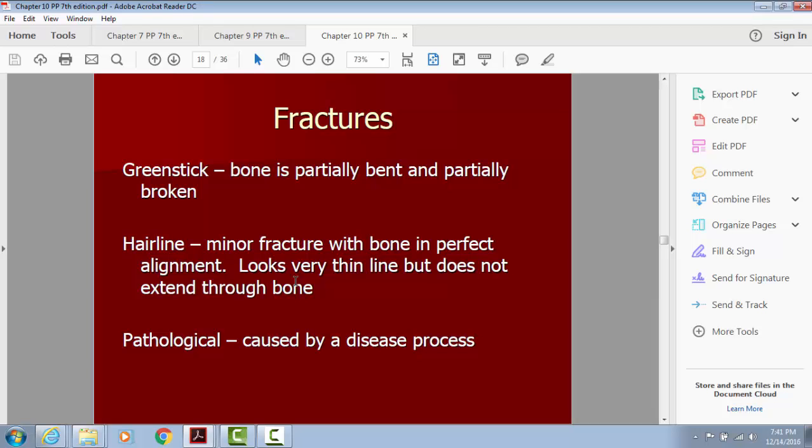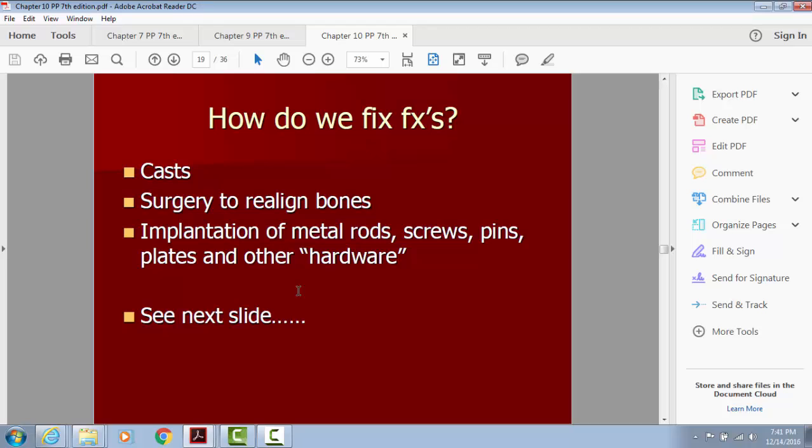A pathological fracture then is a fracture that's caused by a disease process like osteomyelitis, osteoporosis, or let's say multiple myeloma, Paget's disease, any type of bone disease that causes a fracture to happen because it has already compromised the integrity or the strength of the bone. So how do we fix fractures?